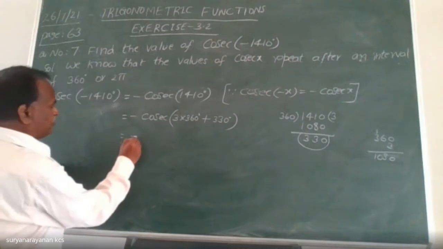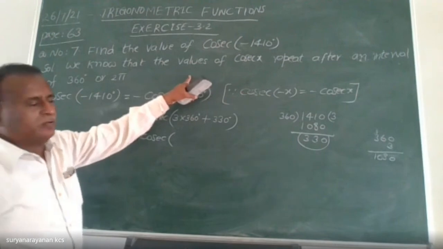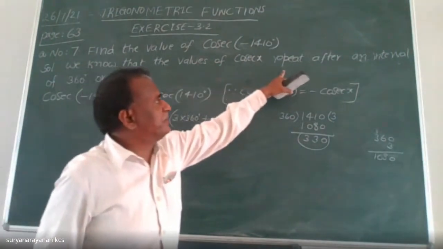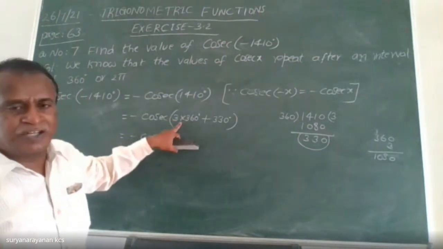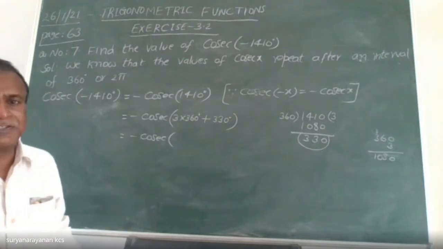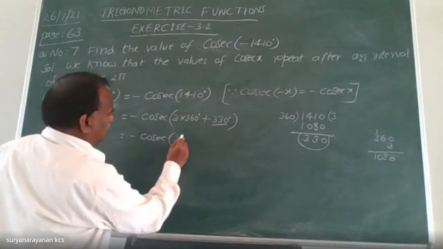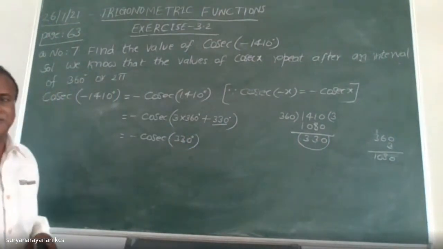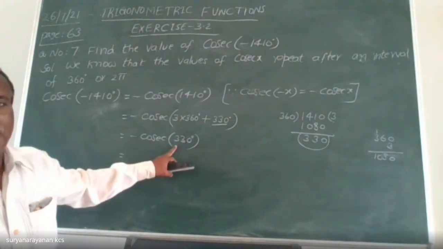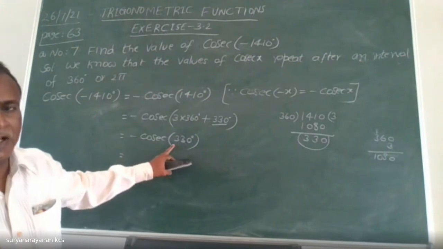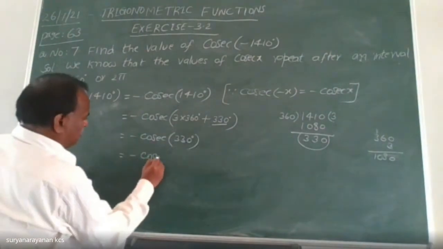Okay, minus cosecant of, previously we have written this sentence: the values of cosecant x will repeat after an interval of 360 degrees. After 3 times rotation, 3 into 360 degrees means the angle is rotated 3 times completely, 3 revolutions over. After that, what is the angle left here? 330 degrees. Now again it is more than 90 degrees. It is not an acute angle. So how can we write minus cosecant?